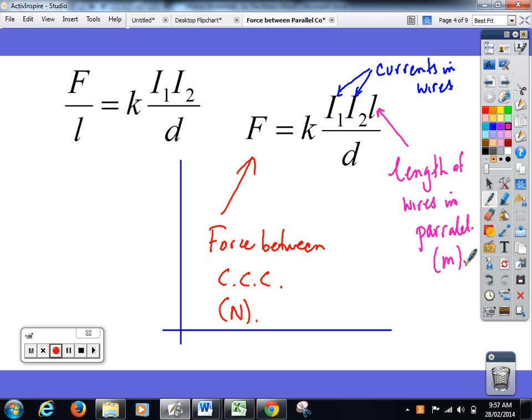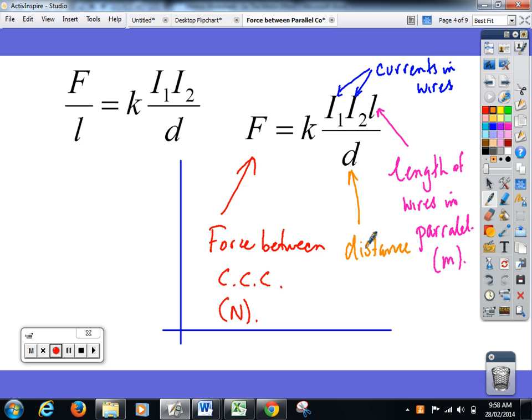It's not in kilometres, although quite often it's going to be in kilometres because parallel wires run for kilometres in the real world, taking power from power stations to us. And the last part here is, and this is where a lot of us, and me included, keep on making mistakes, that's distance.